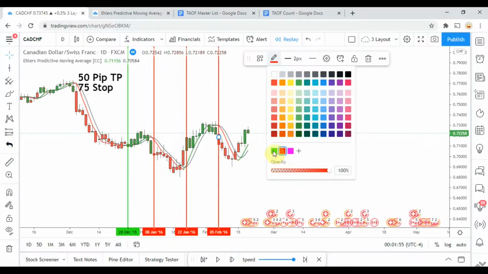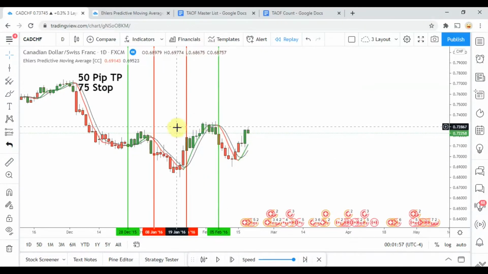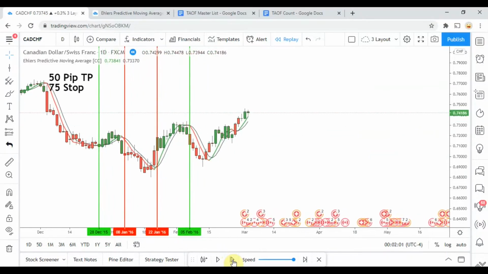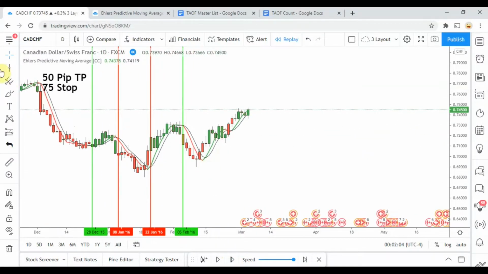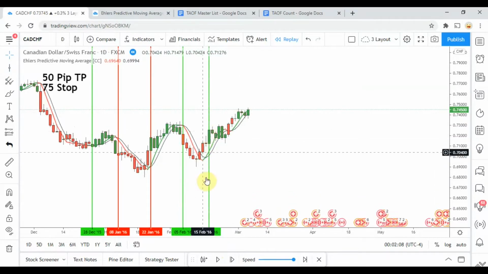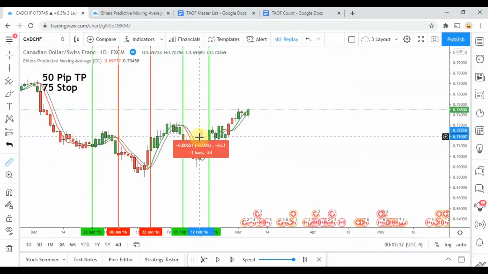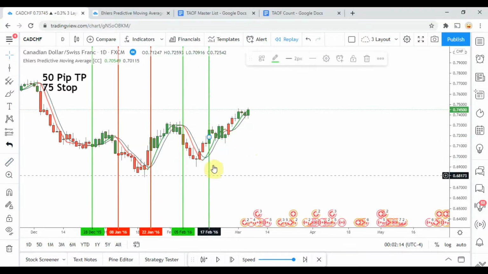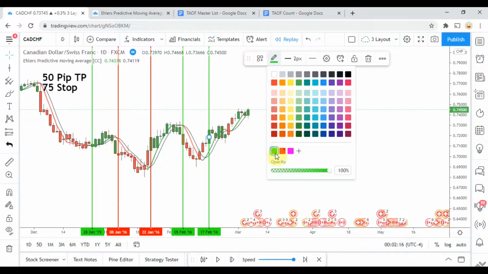Then we get a long signal right there. Or I'm sorry, short signal right there. That one did work out for us in that particular case. And then we get a long signal right here. But it looks like we actually, yeah, we get another pretty strong pullback right there.